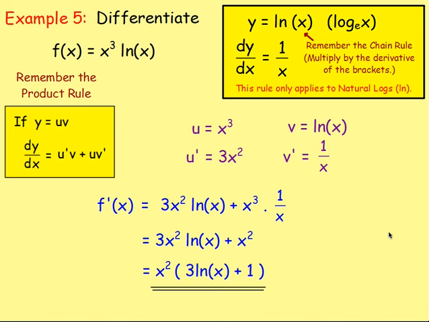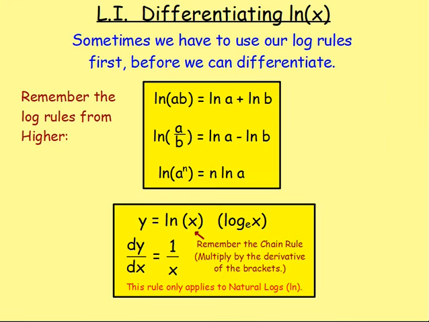Patrick, for this one we're using product rule. Perfect, product rule, because we've got a function in terms of x times another function in terms of x, so it's product rule. u is x cubed, v is ln x, differentiate u, differentiate v, and then we've got u dash v plus uv dash. Take out any common factors and you'll have your answer.